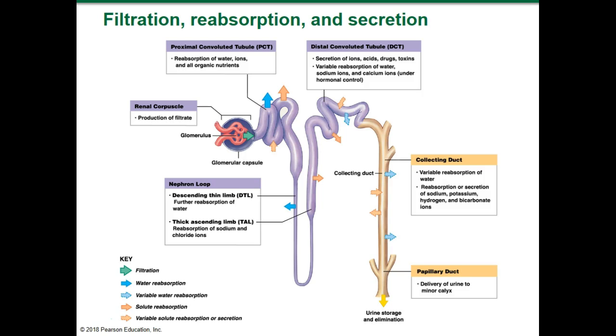Variable reabsorption of water, sodium ions, and calcium ions, and that is under hormonal control, which we'll talk more about. Then you get to the collecting duct. Different amounts of reabsorption of water still, reabsorption or secretion of sodium, potassium, hydrogen, bicarbonate, depending on what is needed. It depends on what the pH of the blood is at the point, and urine, and again hormones and how much sodium is in your system.